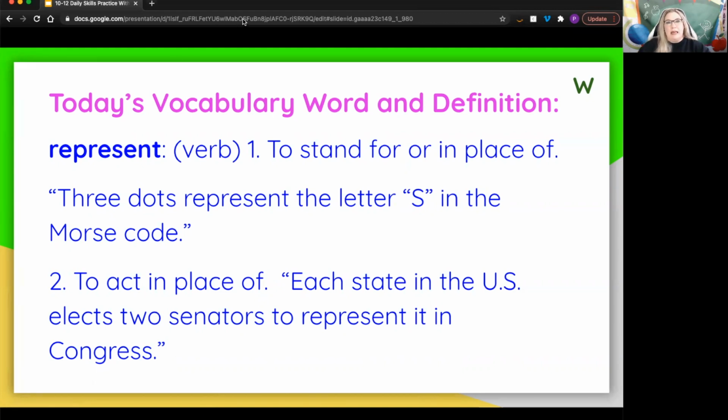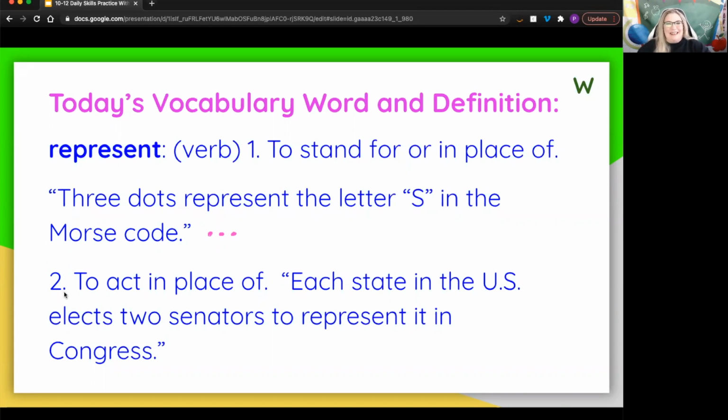So in place of using the letter S, they're using three dots. Dot, dot, dot means the same thing as S in Morse code. And if you don't know anything about Morse code, that would be a great topic to research. It's how we used to communicate without telephones and without mobile devices back in the old days.